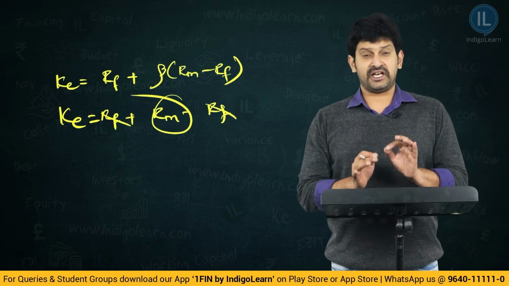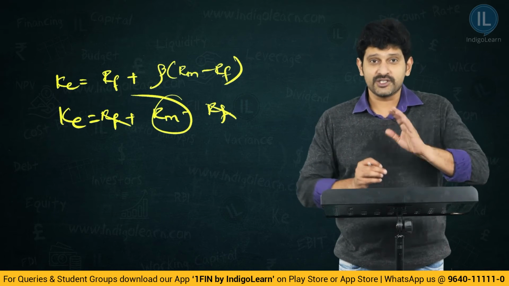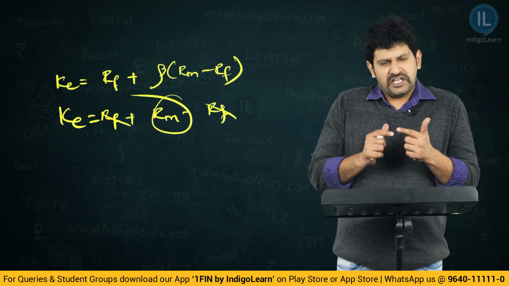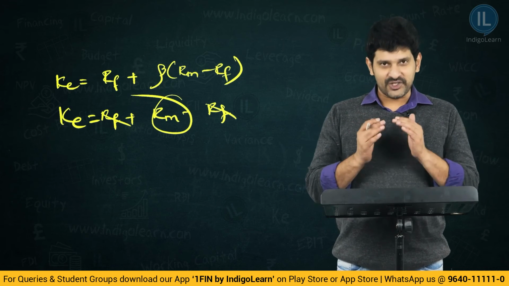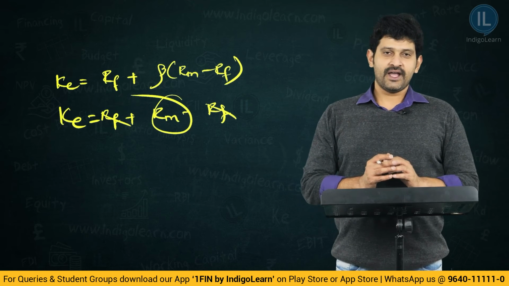Now, this is an exactly ideal situation. But tell me, friends, is it practical? Is it practically possible to have beta 1? Will the company's performance exactly replicate that of the market? Impossible. It will be plus or minus. That is why I said usually beta is plus or minus 1.